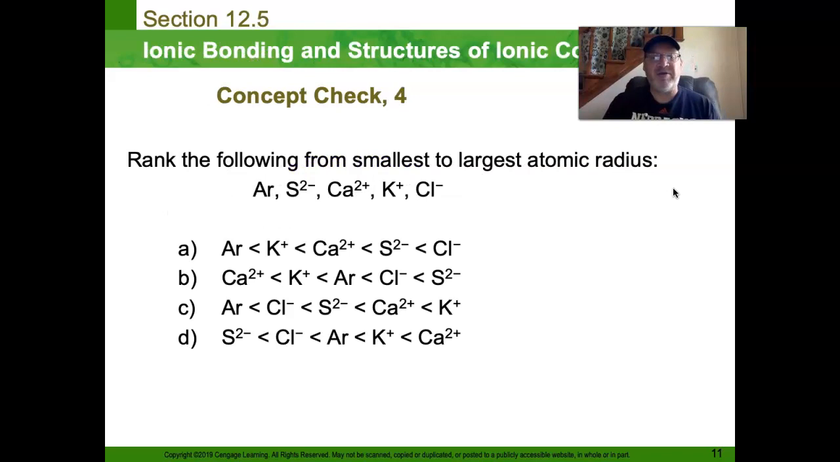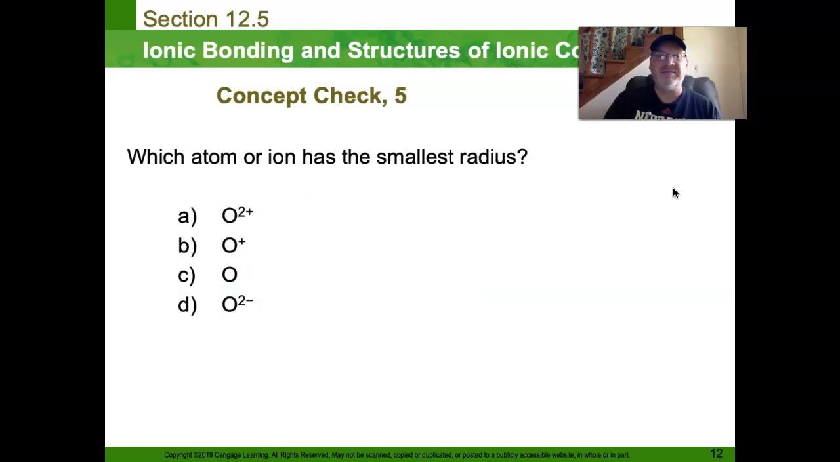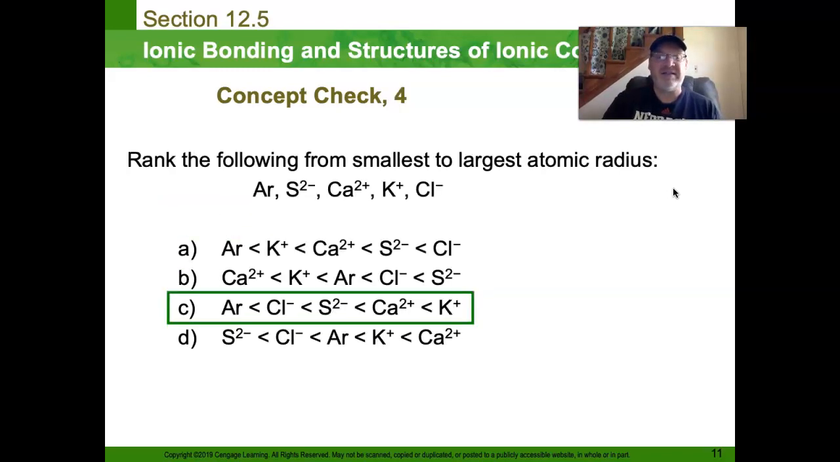We talked about atomic radius. We talked about ionic radius. And what we tend to see with ionic radius, we saw this in the last chapter, is that cations tend to be much smaller than the metals they came from because of the loss of electrons. Anions tend to be much larger than the nonmetals they came from because of the additional electrons. And that's what you see in the answers for this one.